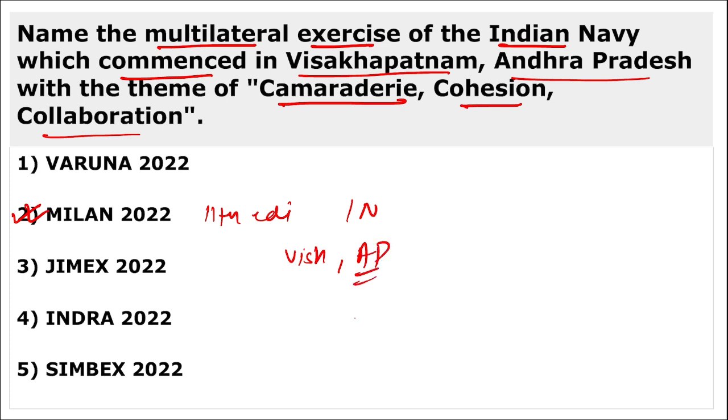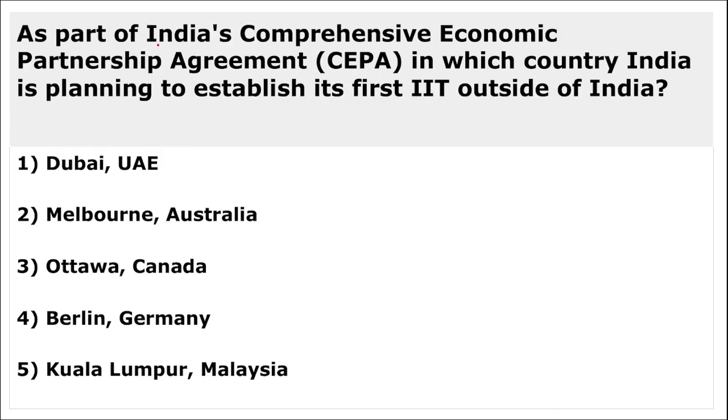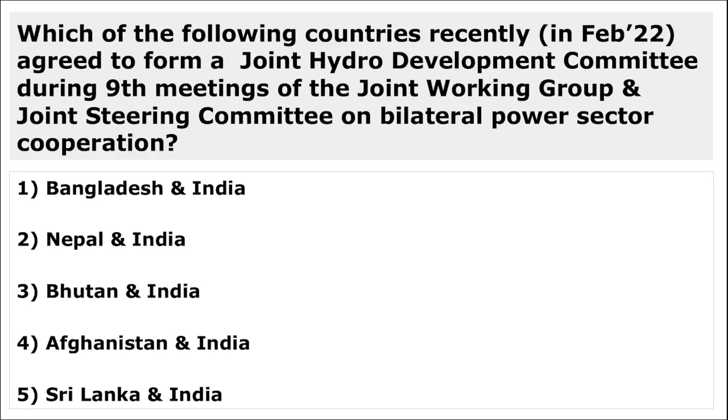Also remember, this is known as the City of Destiny. Visakhapatnam is known as the City of Destiny. Alright. Next. As part of India's Comprehensive Economic Partnership Agreement, in which country is India planning to establish the first IIT outside India? We saw it will be developed in Dubai, United Arab Emirates.